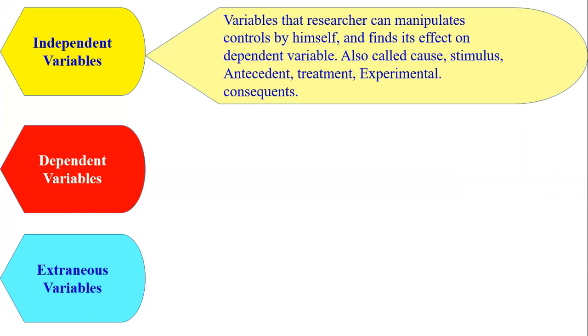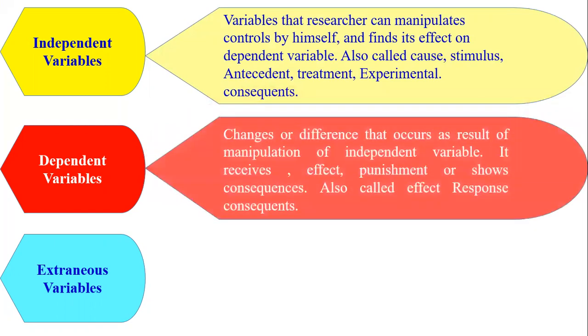And independent variable is also called cause, stimulus, incident, treatment, experimental consequence. Because if something exists, then there must be something that follows. If there is a cause, then there must be an effect. If there is a stimulus, then there may be a certain response.